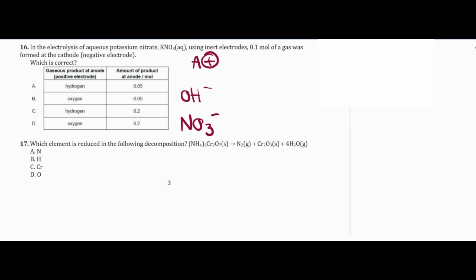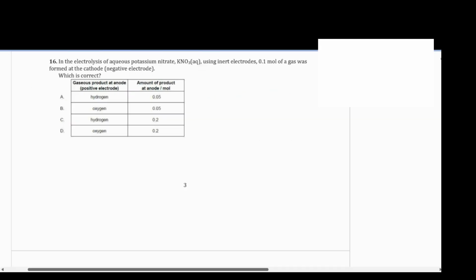We're seeing that there's a hydroxyl competing with a salt, which means the hydroxyl will win. This, as we've seen previously, will turn into oxygen, so it will be B or D. Question 16. In the electrolysis of aqueous potassium nitrate, using inert electrodes, 0.1 mole of a gas was formed at the cathode. Which is correct?